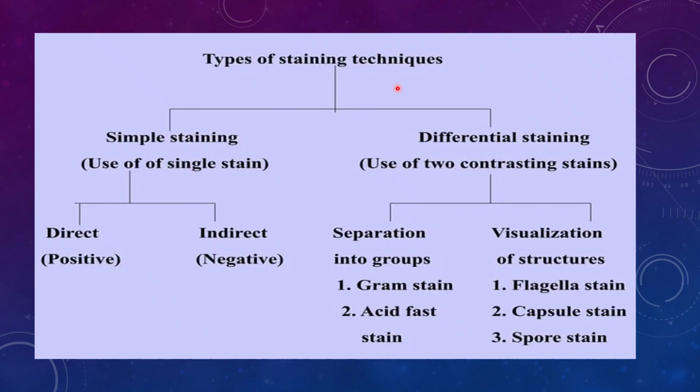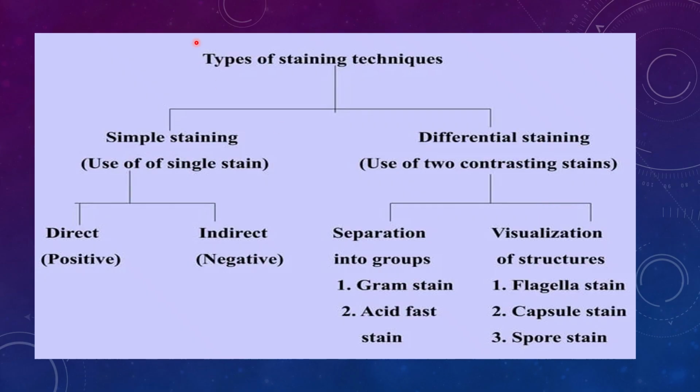Okay, so these are the types of staining techniques. First is simple staining and second is differential staining. The main difference between both of these is that in simple staining we use only one stain, based on the purpose. And here we use two or more stains. More than one stain we use in differential staining.